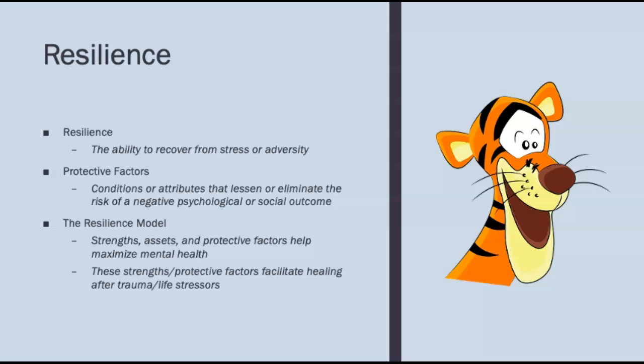But the counterbalance to those adverse childhood experiences or to really any difficult life experiences, even in adulthood, is this idea about resilience. It's about our ability to bounce back from stress or adversity. And resilience is about protective factors, so conditions or attributes that lessen or eliminate the risk for negative psychological, social, or physical outcomes. The resilience model really emphasizes the importance of looking at strengths, assets, and protective factors to help maximize and support our mental health.